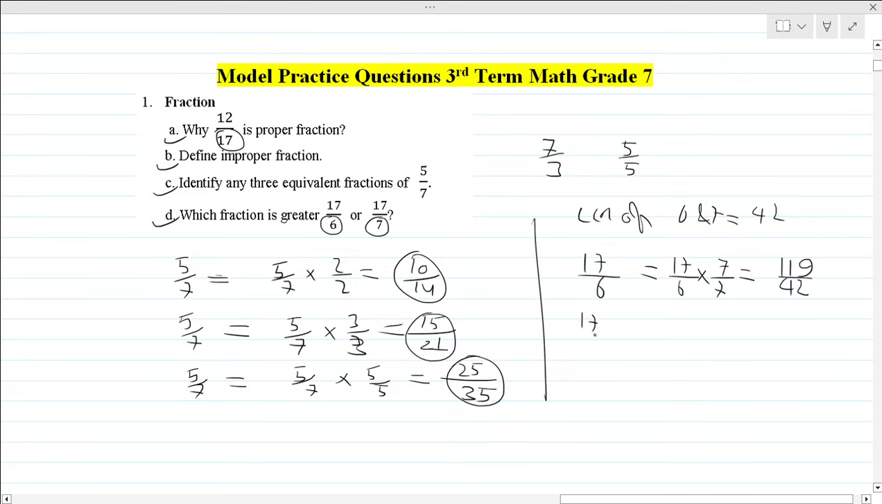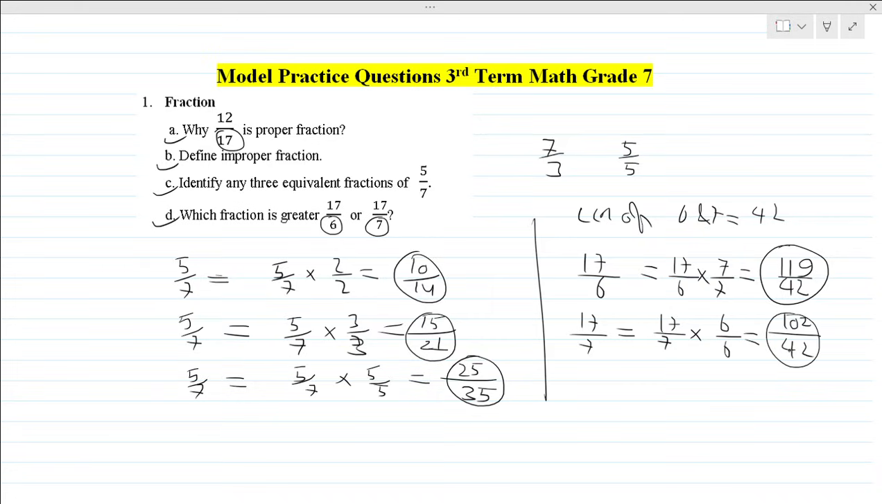Now go for the second fraction, 17 by 7. There you see the denominator is 7. To turn its denominator into 42, you should multiply by 6. 7 times 6 is 42, right? And 17 into 6: 7 times 6 is 42, 6 times 1 is 6 and 4 makes 10. So we get the first fraction as 119 divided by 42 and the second fraction as 102 divided by 42. Now the denominator is the same, so we can compare the numerators to see which is greater.